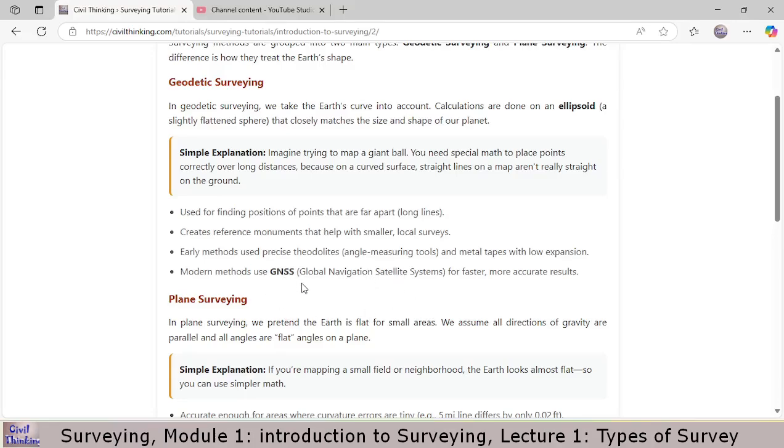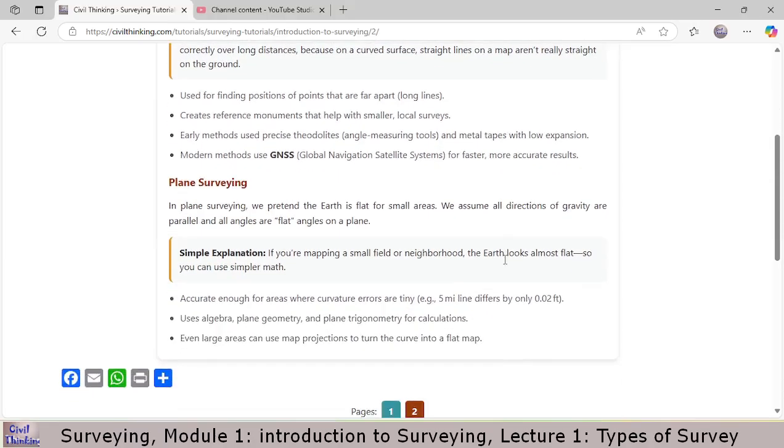So the global navigation satellite system, GNSS, or in fact the other thing, GPS, global positioning systems, have helped us a lot. So this is about geodetic survey. It is just a basic introduction. But keep in mind, we will have a separate series of lectures on geodetic survey, where we will do everything. We will see how to use these theodolites, what is the mathematics behind them, and similarly the tapes.